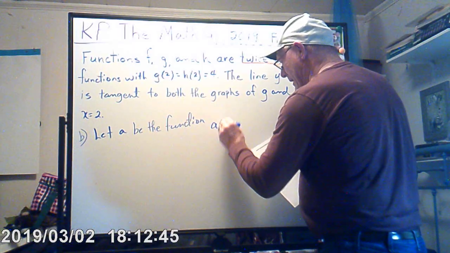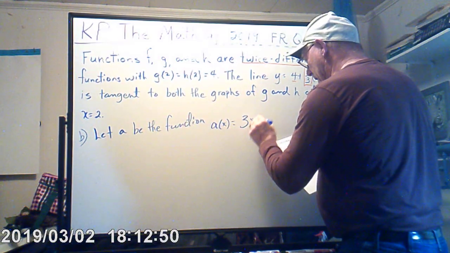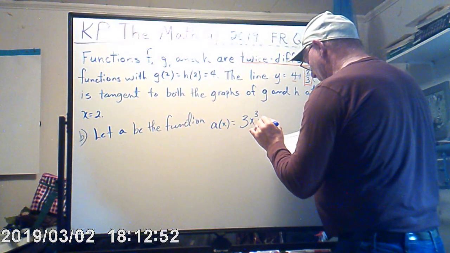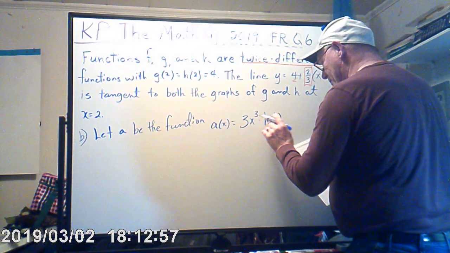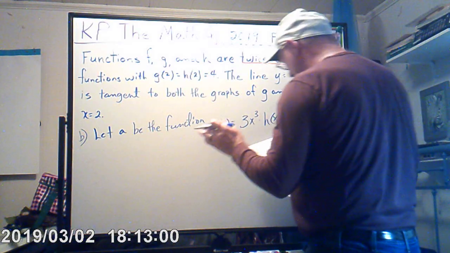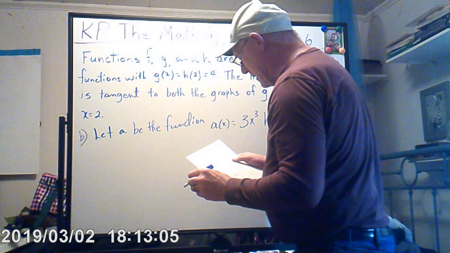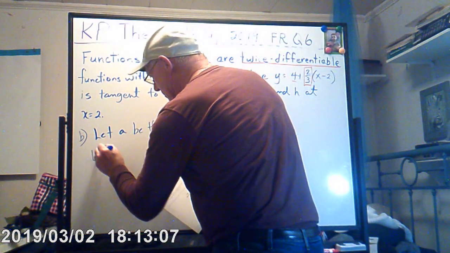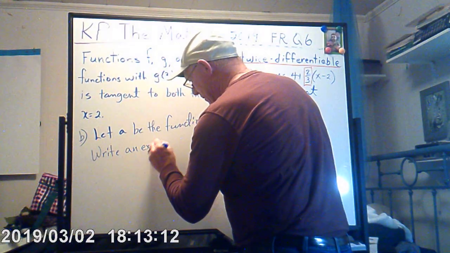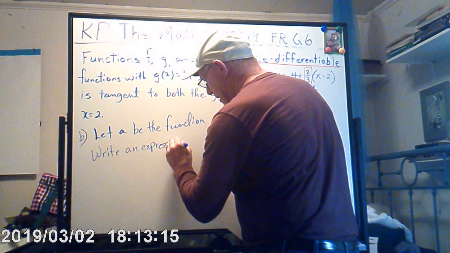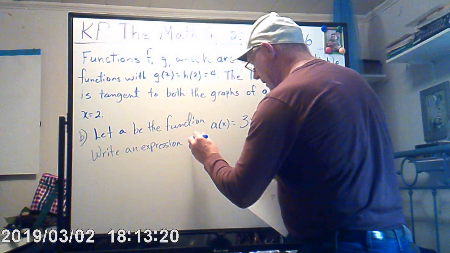So this is A at x is equal to 3x cubed, times, might as well put that little times symbol there, even though they don't put it there, it is understood to be times. Then it says write an expression, again bear with me please, for A prime at x.